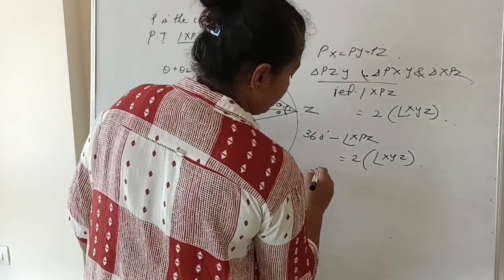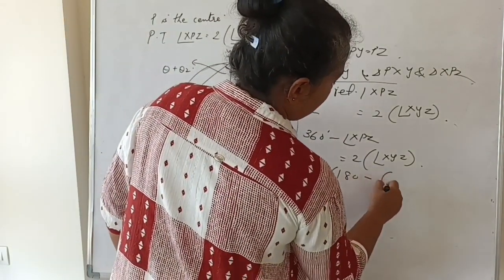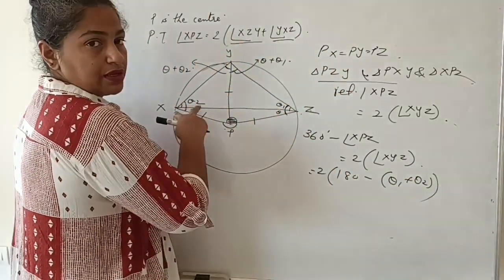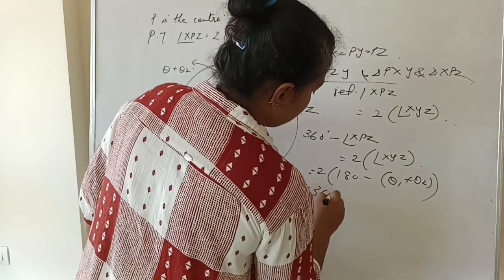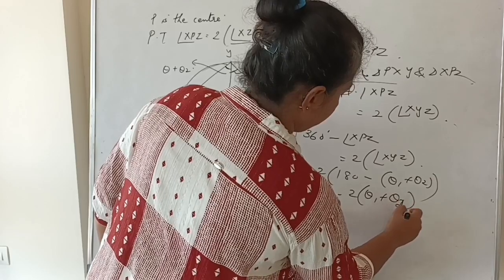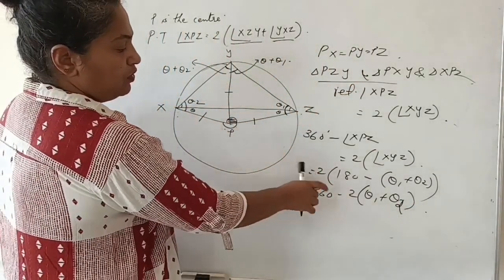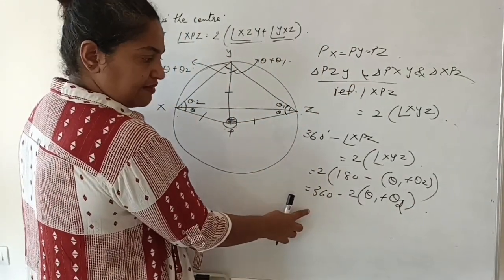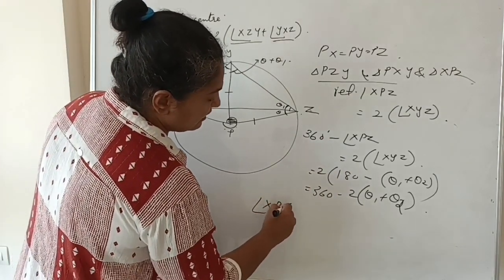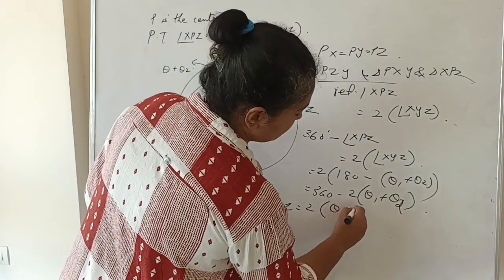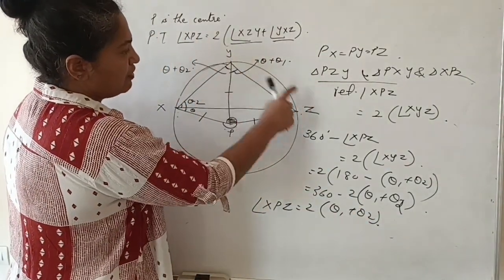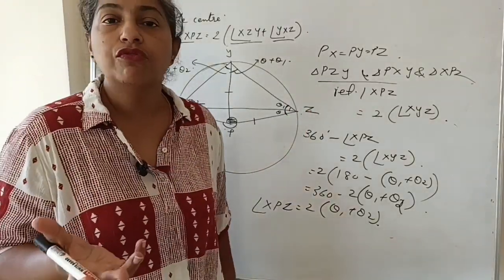Now our angle XYZ is an angle of a triangle YXZ. So angle XYZ is also equal to 180 minus theta 1 plus theta 2. These are the other two angles. So 2 angle XYZ is equal to 360 minus 2 into theta 1 plus theta 2. Now 360 and 360 get cancelled and the negative sign gets cancelled. I am getting angle XPZ is equal to 2 into theta 1 plus theta 2, which is our angle YXZ and YZX. So we have proved it.